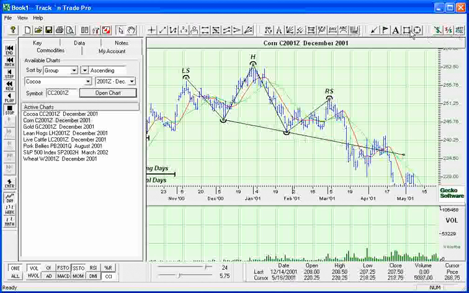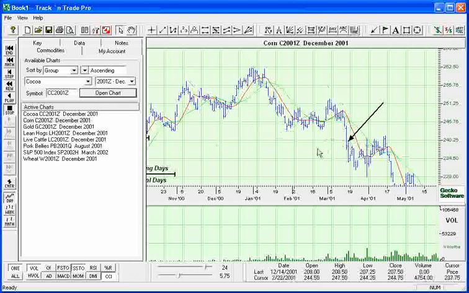Okay, and the trigger point gets us into the market on a break below the neckline right there. So that's your neckline right across the bottom of those peaks, left shoulder, head, right shoulder, and then we sell on a break below that point. So that's your head and shoulders on this market.